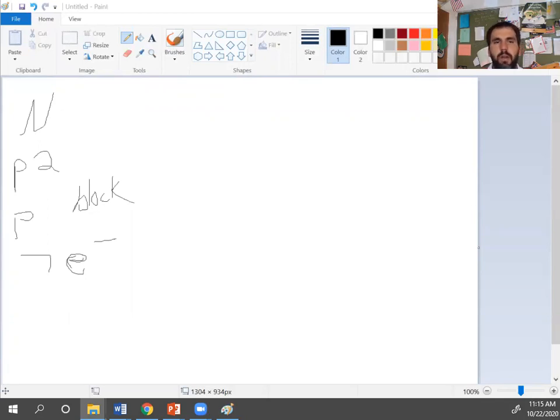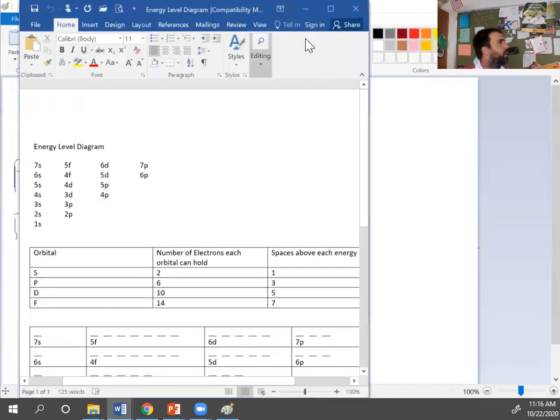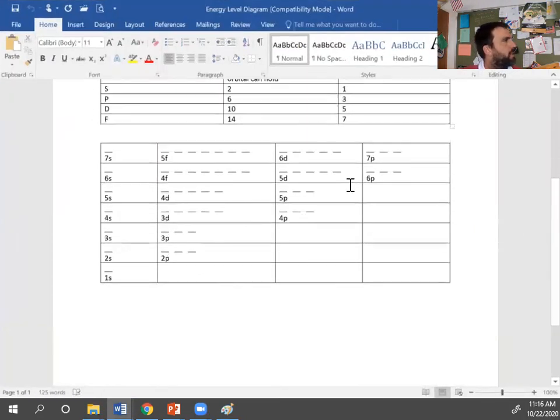You get your energy level diagram out, and I'm opening it up. That's steps 1, 2, and 3. We just did steps 1, 2, and 3. It doesn't really matter what order you do them in. Then we're going to go to our energy level diagram, and you are going to come down here.